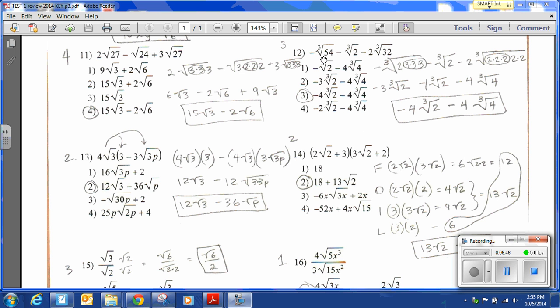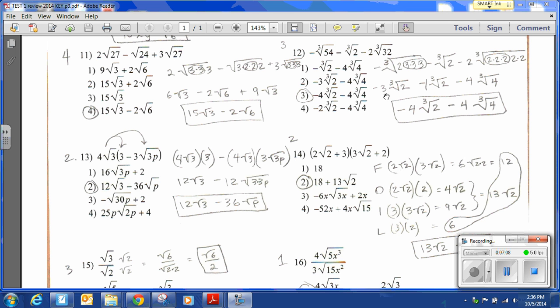Number 12, cube root. So we're going to factor and collect them into trios. As you can see, one of the 3 makes that. We end up with negative 3 cube root of 2, the invisible negative 1 cube root of 2, minus 4 cube roots of 4.